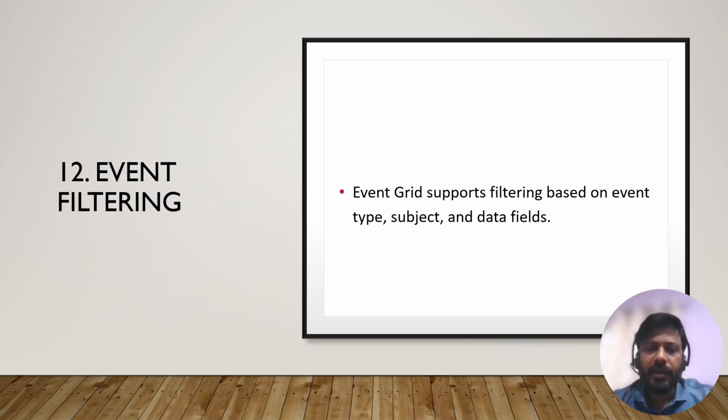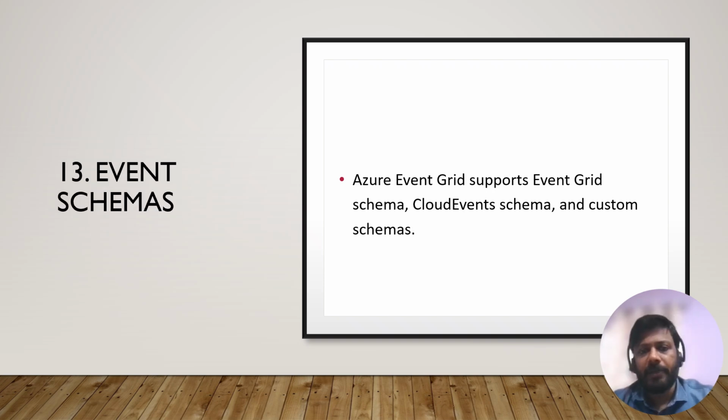So, event filtering. Event Grid supports filtering based on the event type, subject, and the data fields. This event filtering basically ensures that subscribers only receive relevant events, improving efficiency and reducing unnecessary processing. And event schema. Okay, here, Azure Event Grid supports the Event Grid schema, the CloudEvents schema, and custom schema. This basically allows Event Grid to integrate easily with different systems and standards.